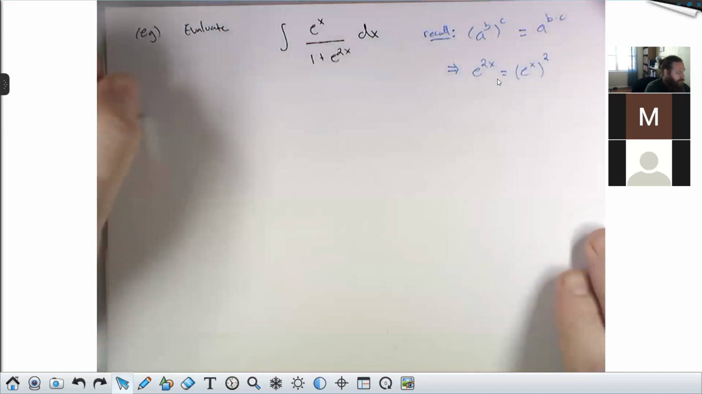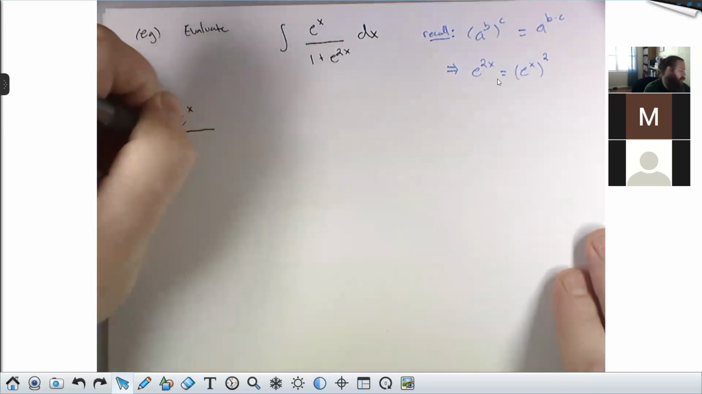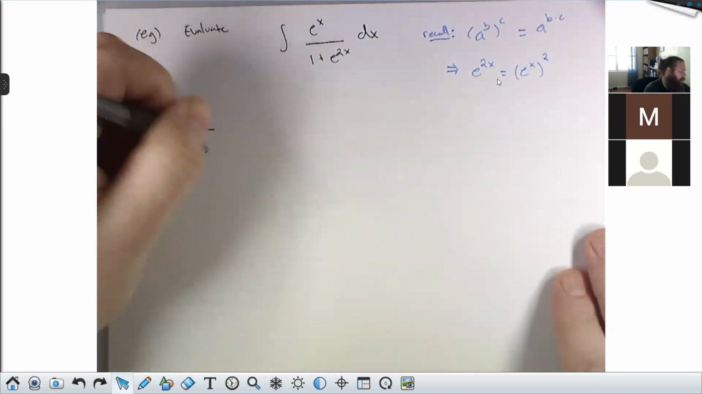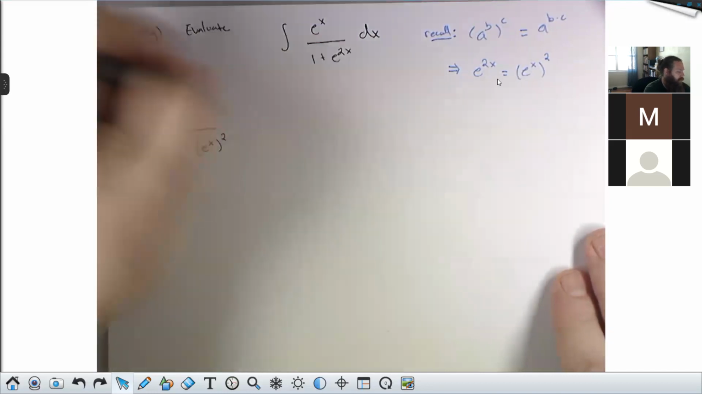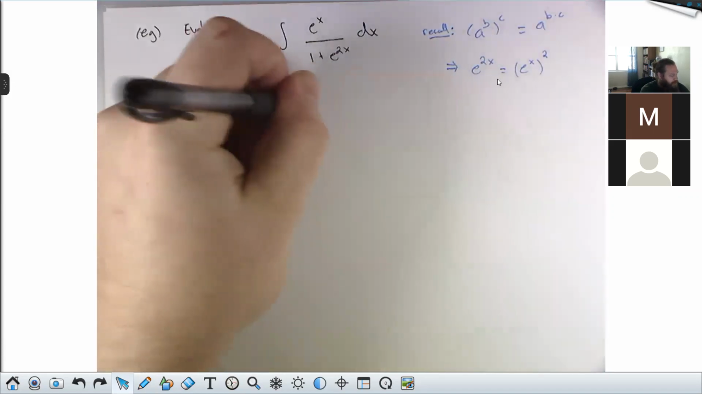So here I would rewrite this as the integral of e to the x over 1 plus e to the x squared dx. And now maybe I can see an inner function. Does anybody see the inner function here? E to the x. Yeah, e to the x. So let's go ahead and try that substitution.